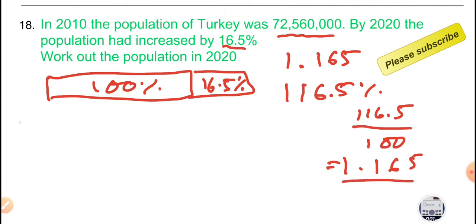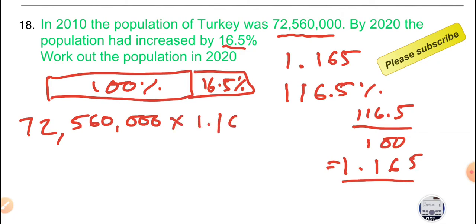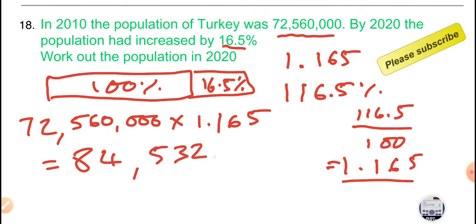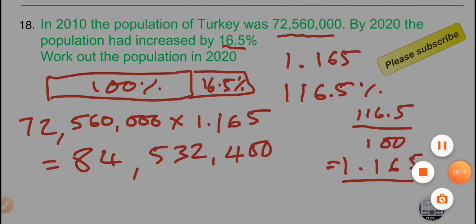So the population originally was 72,560,000. Then you multiply that by 1.165. So the population after the increase in 2020 is 84,532,400. So that's the new population in 2020.